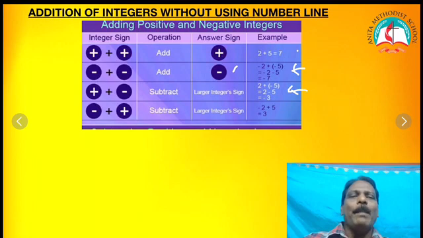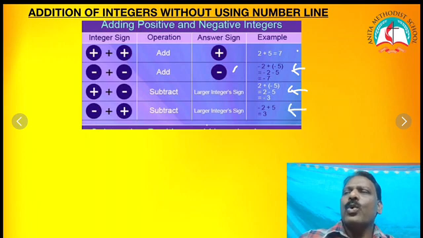Now, minus adding plus. So, both signs will come. So, what's the answer? Whichever number has the greater sign, that will be the sign of the answer. Here, what is the larger sign? See the example.